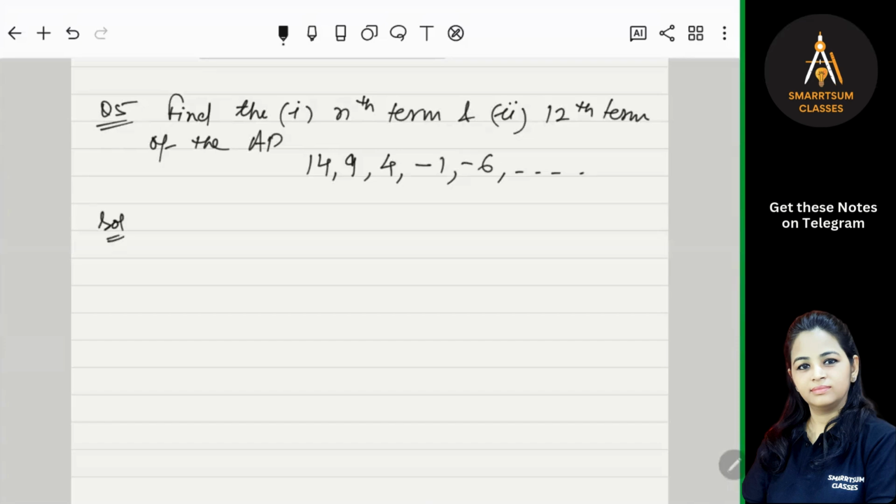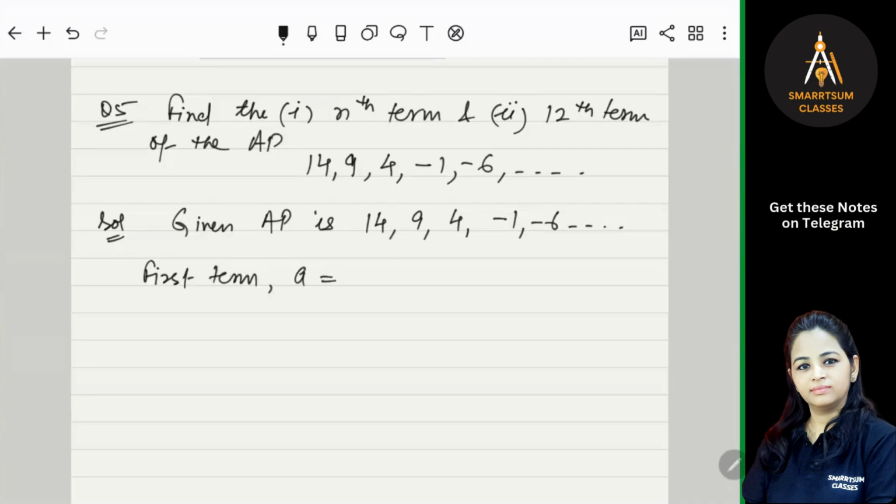In question number 5, we have to find the nth term and the 12th term of the AP given here: 14, 9, 4, minus 1, minus 6. So write down the given AP: 14, 9, 4, minus 1, minus 6, and so on. First write down the first term, the value of A, which is 14. The common difference D is 9 minus 14, which is minus 5. So A is 14, D is minus 5.